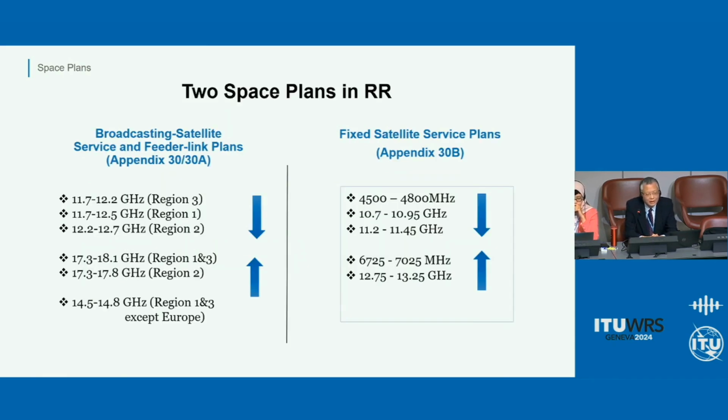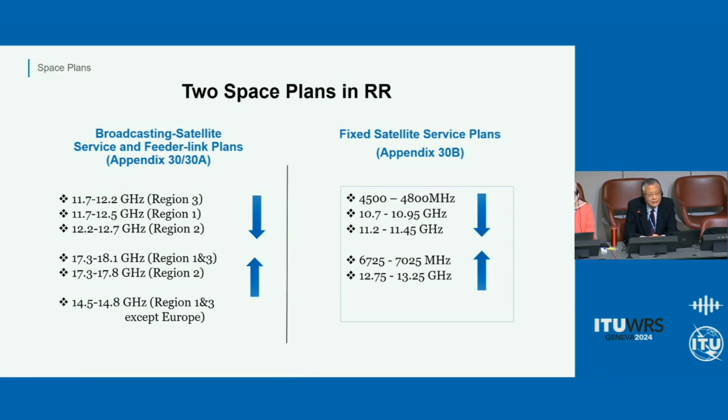In the current regulation, we have two, or we can say three, space plans. One is for the broadcasting satellite service, and another is the associated feeder-link plan. These two plans are included in Appendix 30 and Appendix 30A, respectively. Another plan is for the fixed-satellite service, and is included in Appendix 30B of the Radio Regulations.